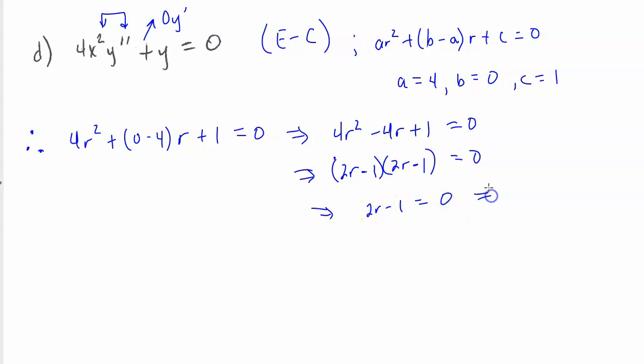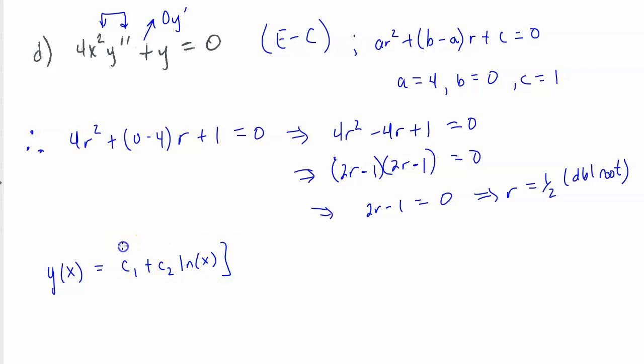So this just tells us that 2r minus 1 is equal to 0, so that means r is 1/2. And again, double root. So therefore, the general solution will look like this. And I'm going to keep it in this form this time so that you can see it. And so this will be C1 plus C2 natural log of x. And of course our r is 1/2.